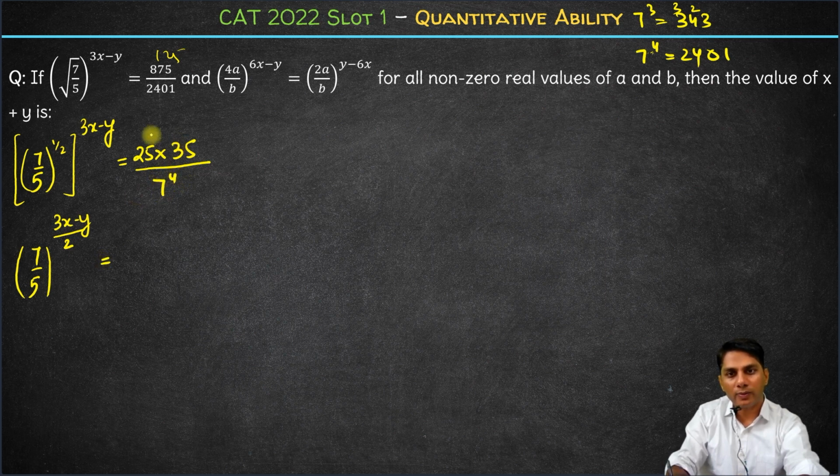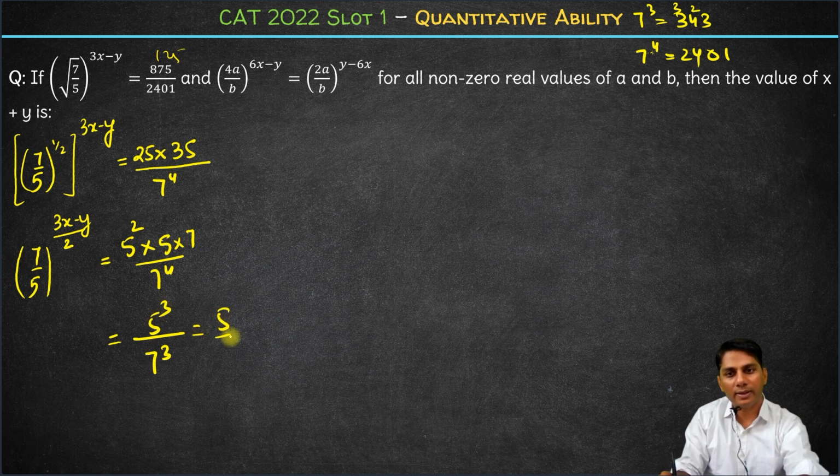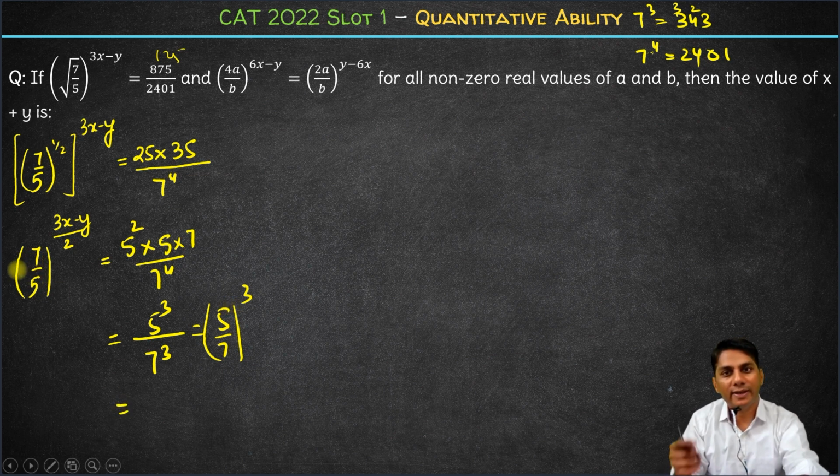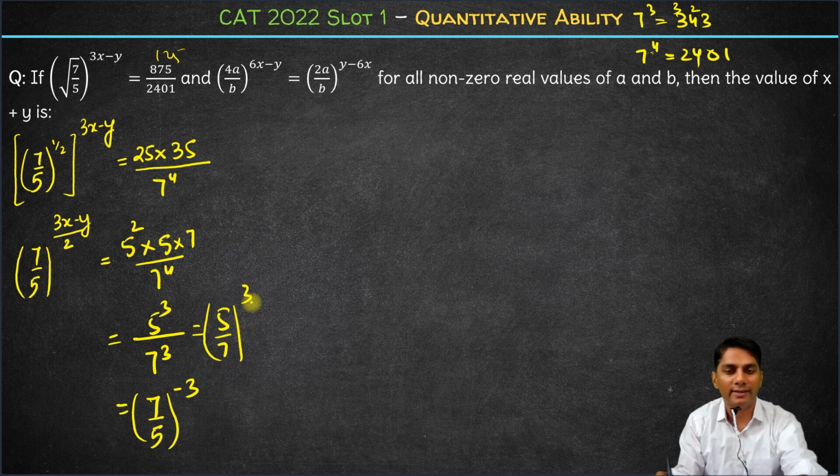Fine. Now 25 is 5 square, 35 is 5 into 7, upon 7 to the power 4. So 7 to the power 4 by 7 becomes 7 cube, and the numerator becomes 5 cube. So this effectively becomes 5 by 7 whole raised to the power 3. This is the right hand side. But if you compare with the left hand side, we have 7 by 5 there, but here you have 5 by 7. So let's take the reciprocal of this number, and since we are taking the reciprocal, the power becomes negative. So this becomes raised to the power minus 3.